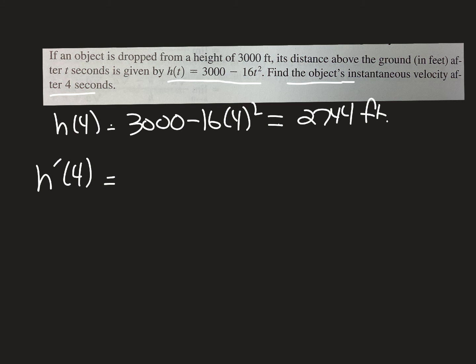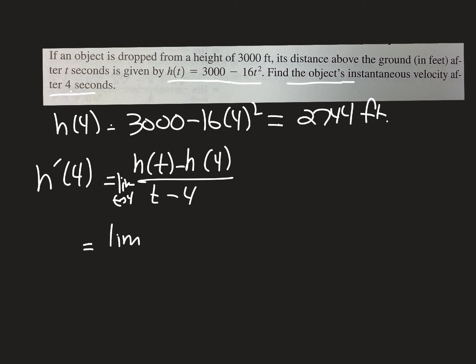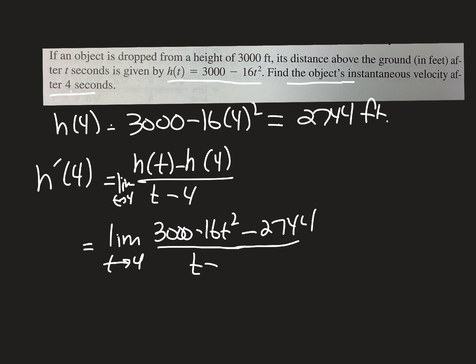Okay, so remember the formula, it's going to be h of t minus h of a, or 4. 4 is a, the number they gave me, and then t minus 4. That's how I'm going to do the derivative here. So h of t, and I keep forgetting to write the limit. So that's the limit as t approaches 4. Okay, so let's work this out a little bit. I'm going to have the limit as t approaches 4 of h of t, which is 3,000 minus 16t squared, minus h of 4. We just found out h of 4 a second ago is 2744, and all that's over t minus 4.